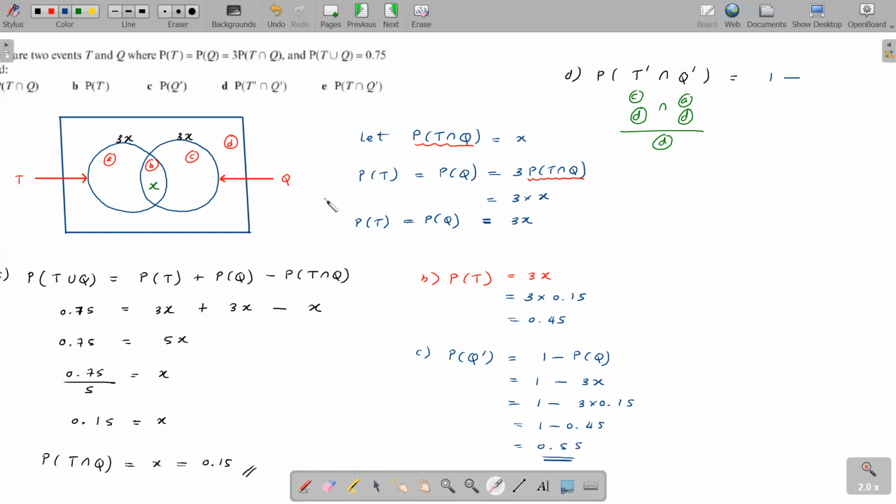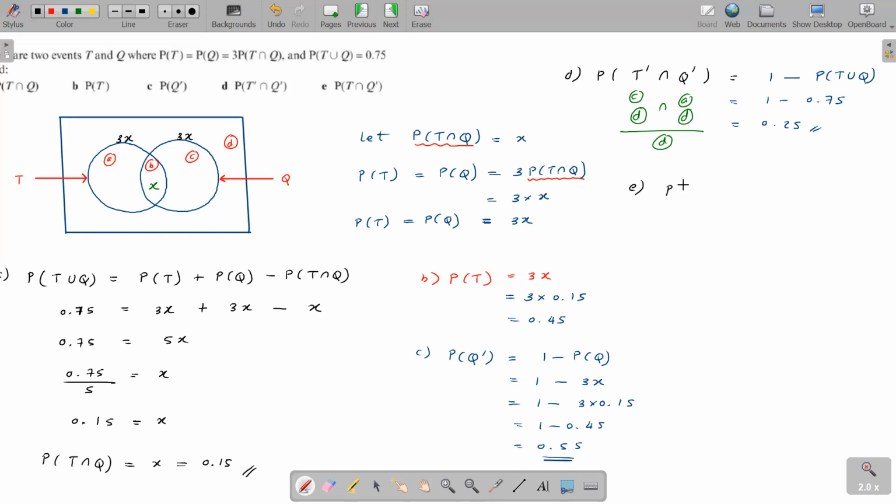Is that correct? So 1 minus, do you know the addition of ABC? Yeah, we know the addition of ABC because this addition ABC is the T union Q, isn't it, guys? Right? So T union Q is what you get when you add A plus B plus C, right? So 1 minus the probability T union Q. All right, guys? So 1 minus the 0.75 because 0.75 is what you get when you add these three regions. Subtract 0.75 with 1 and you get region D, which is 0.25. All right, guys?